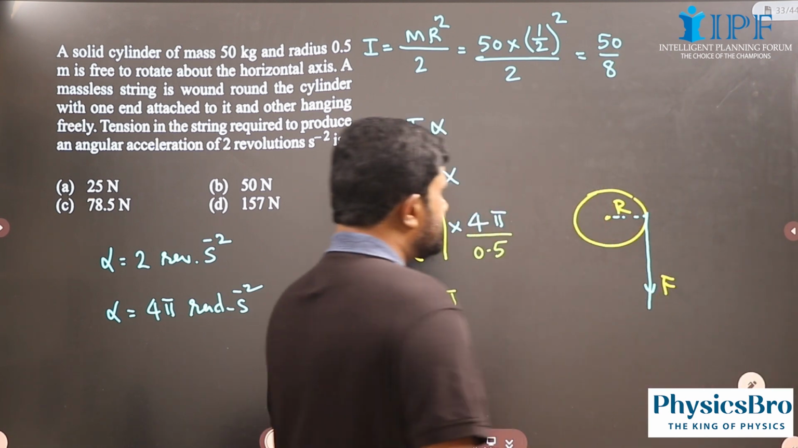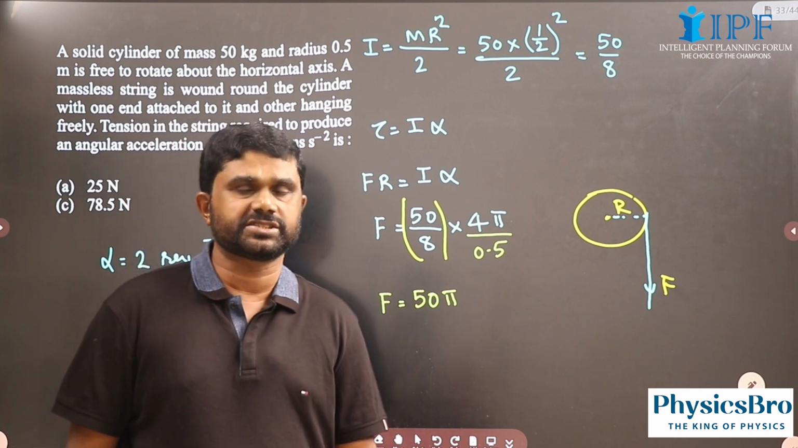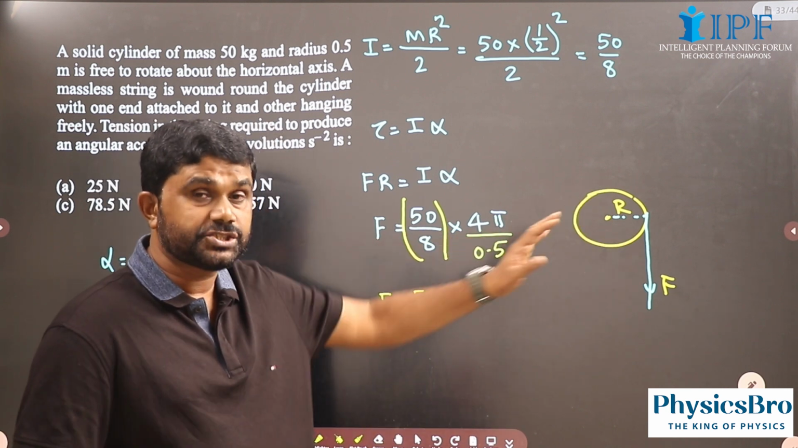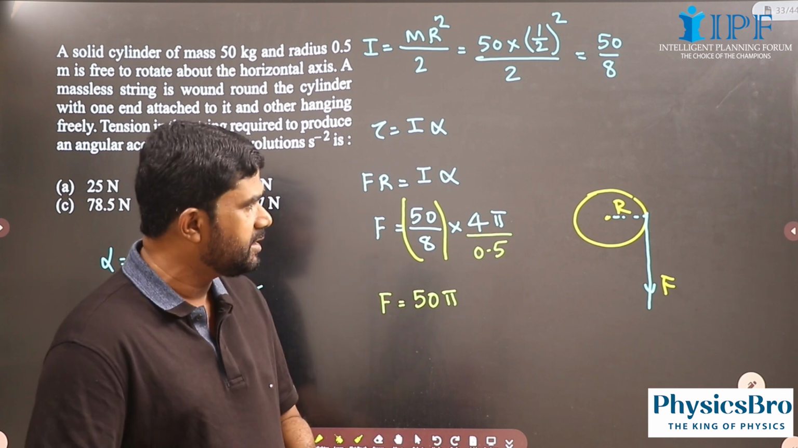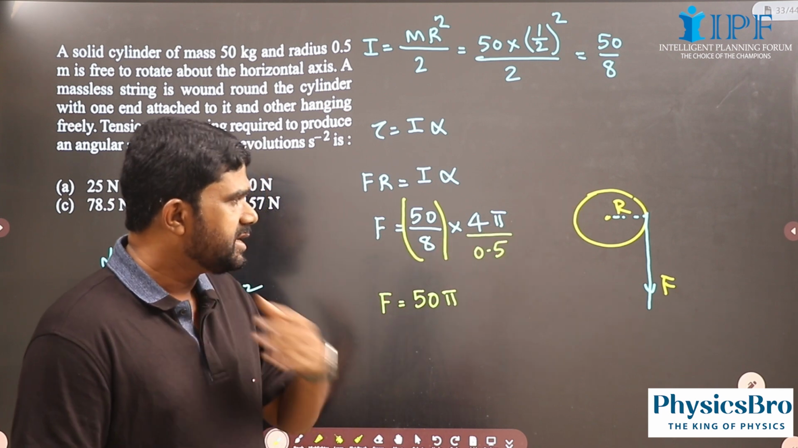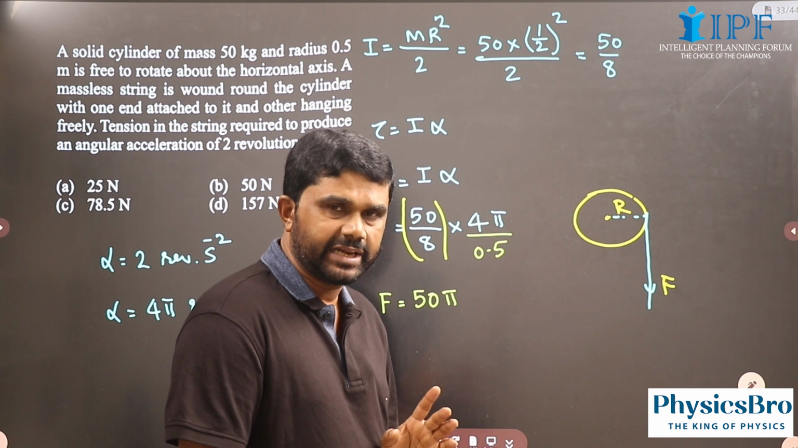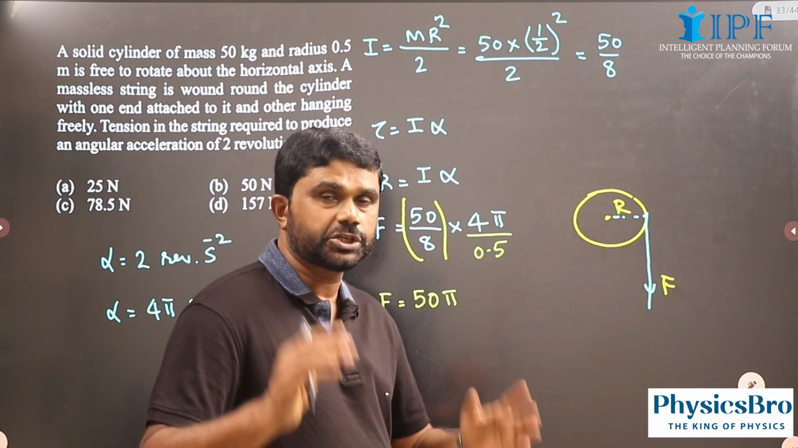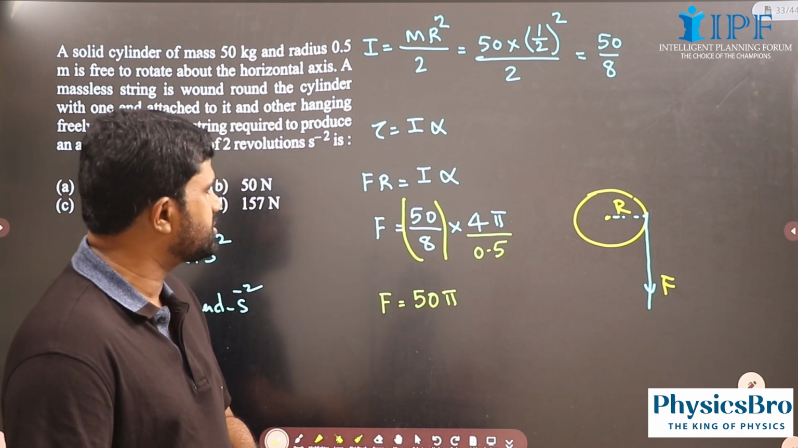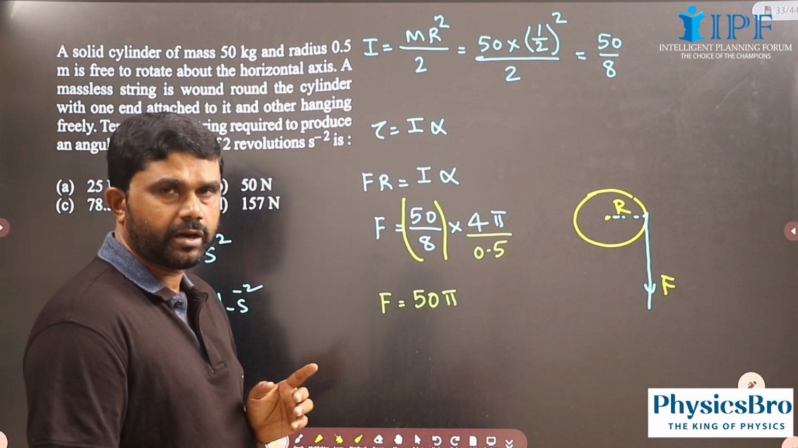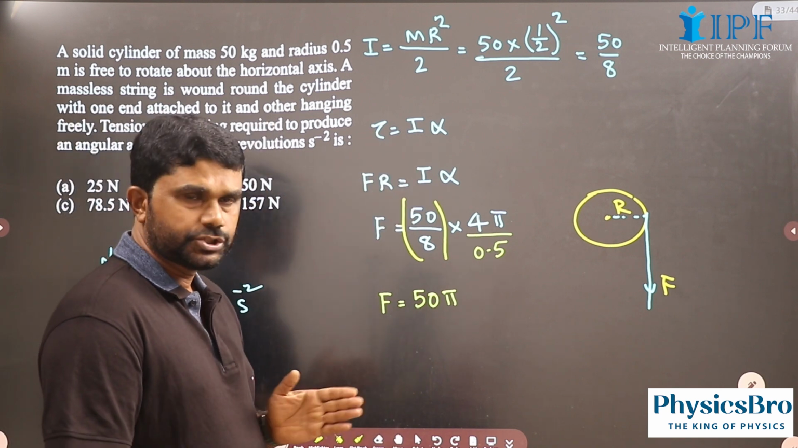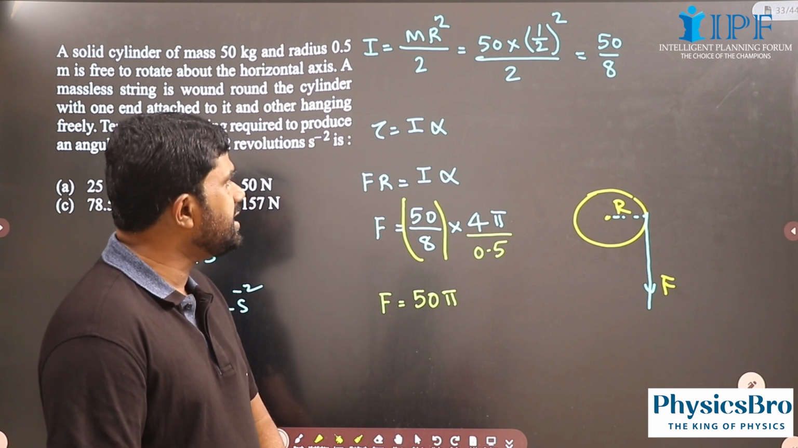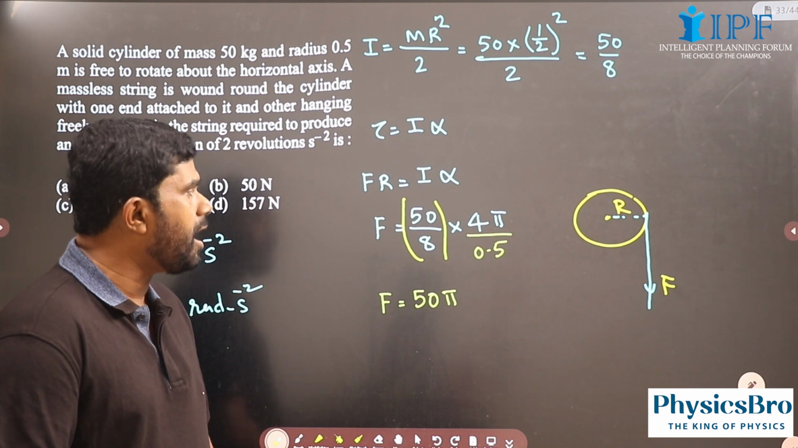Okay, now suppose the tension in the string is capital F. See, this is the side view, means as you view the cylinder from one side, this will be the case. And this is the tension in the string, capital F. The perpendicular distance from the axis is capital R. So the torque will be force into perpendicular distance, tau equals FR, and it is equal to I alpha. So F, that we have to find out, will be I alpha divided by R.